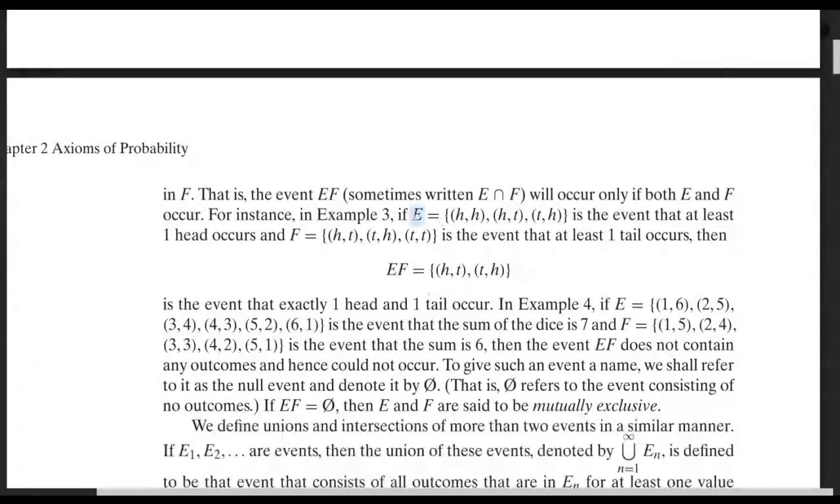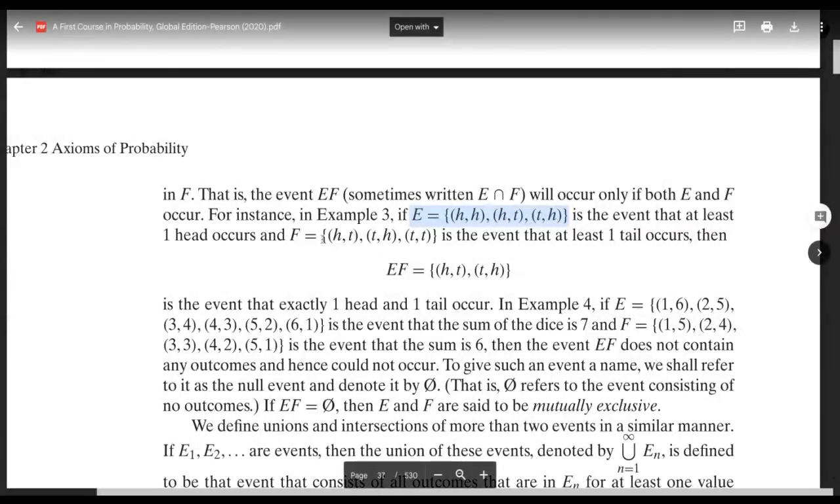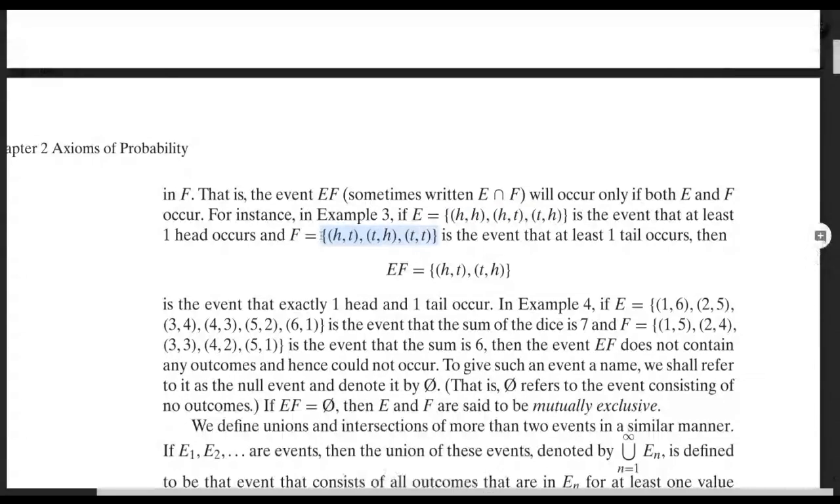Let's say in example 3, E is HT, TH, and F is HT, TH, TT. Which outcomes are in both? We see HT and TH, right? HH is only in E, TT is only in F. So if we do the union, that would be the total sample space. If we do the intersection, only HT and TH, because HT is also here. So E intersect F is HT, TH.